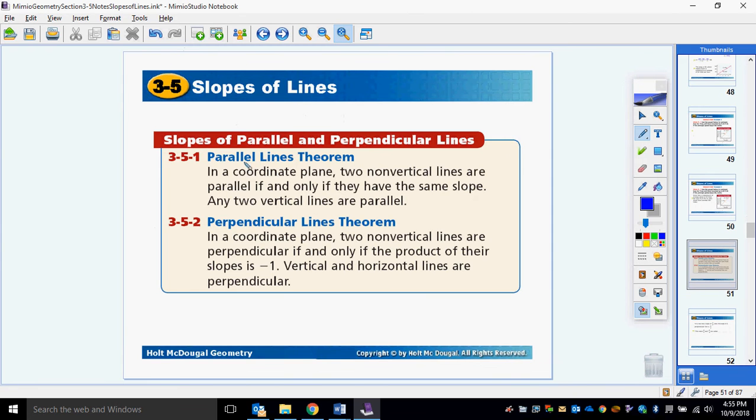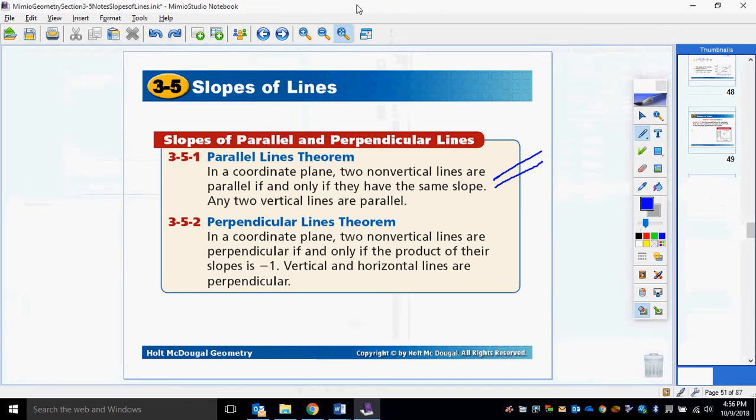Okay, 2 important theorems. The first one is the parallel lines theorem. It's saying that 2 non-vertical lines, so they can't be straight up and down, are parallel if and only if they have the same slope. So what it's saying is if you find 2 lines that have the same slope, then you can call them parallel. Or if you have 2 lines that are marked parallel, you can call them the same slope. They have the same rise or the same run. Okay, that makes sense. They're the same steepness, so they ought to be parallel.